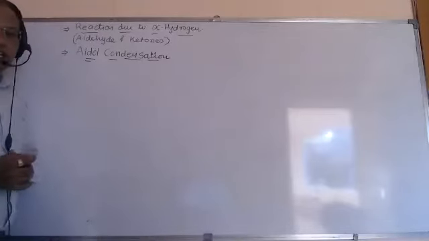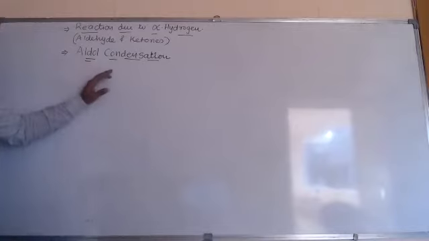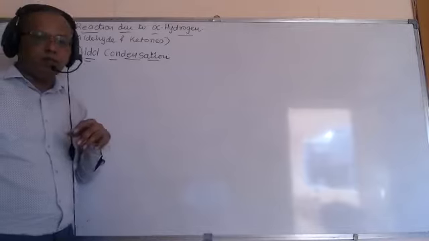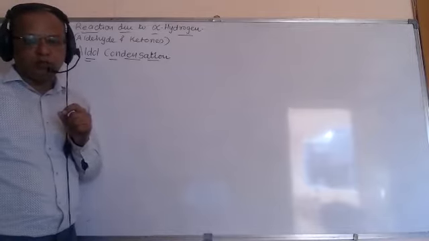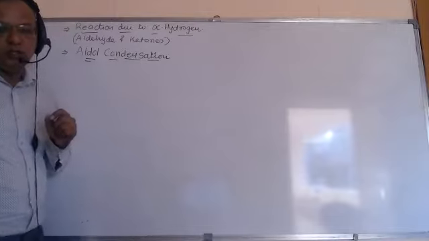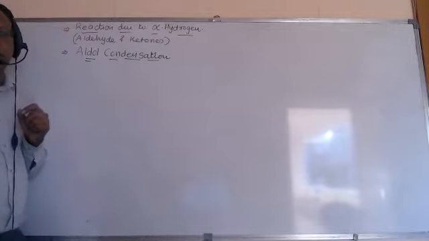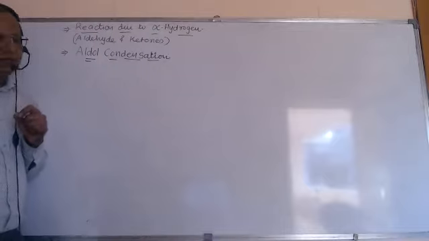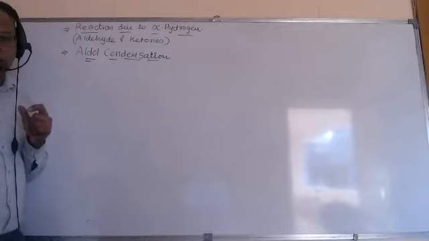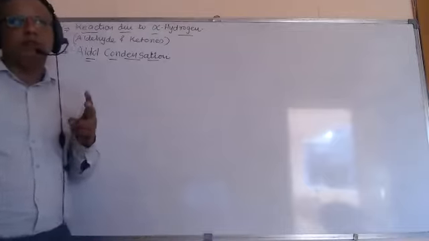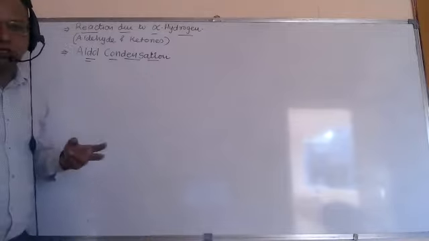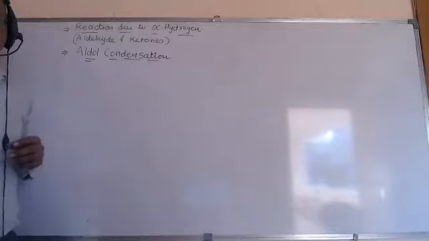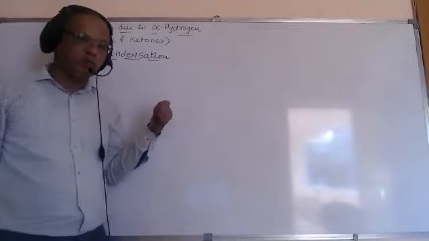So aldol condensation is a reaction of aldehyde and ketone in which alpha hydrogen is participating in the reaction. What happens in this reaction? So aldol condensation is of two types. One is self condensation, another is cross aldol condensation. So let's learn one by one.